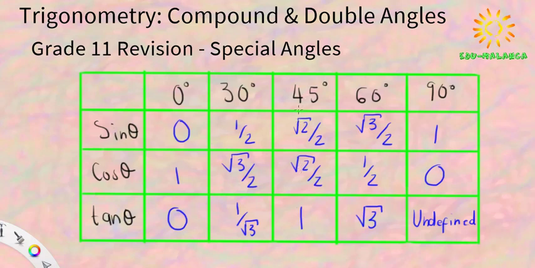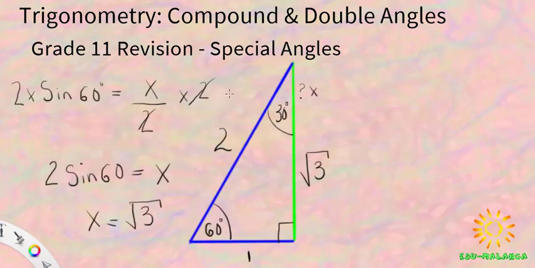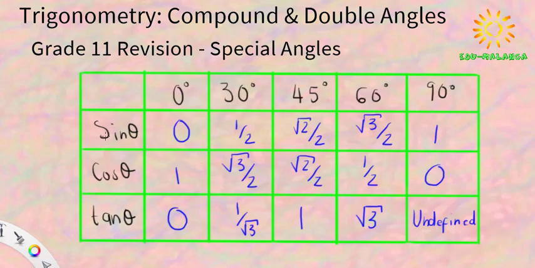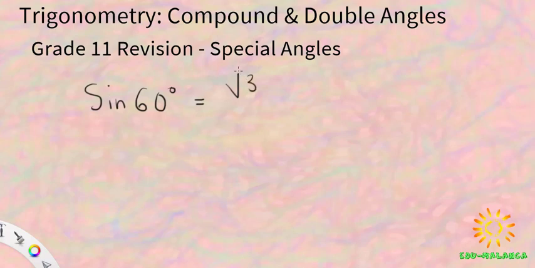We're almost done with the video. Let's do a quick check to make sure that this table corresponds with the special angles that we derived when we were looking at the triangles as well. We're going to start with, for example, the sine of 60 degrees. So when you take sine 60, if you look at the table, sine of 60 degrees is root 3 over 2. Root 3 over 2.